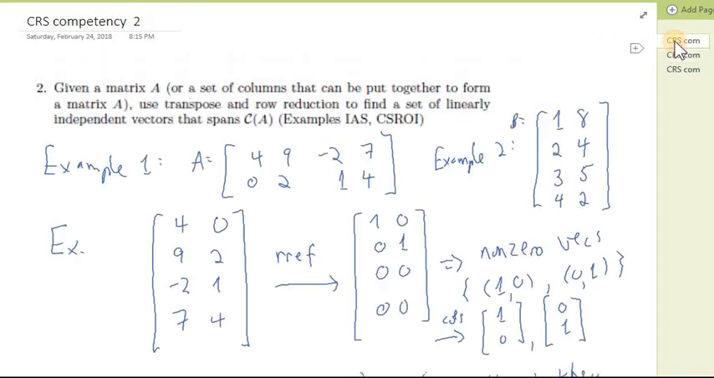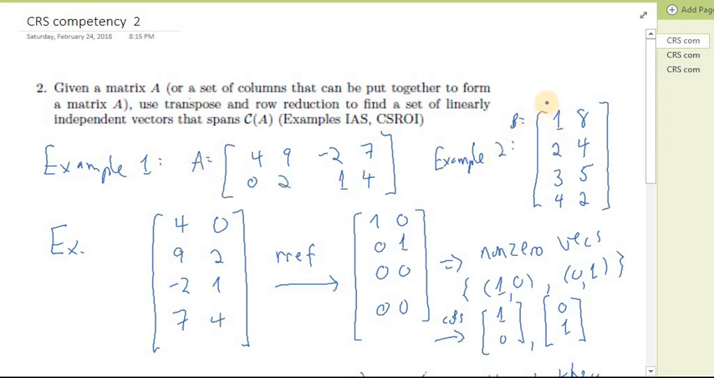Let's look back at the two examples here. In example 1 and example 2, notice the first step was to transpose and then row reduce. Now if I'd wanted to find the linearly independent set of vectors that span the row space of A, I just wouldn't transpose. I take this and row reduce, and then you get a set of row vectors, and then he defines the row space as a set of column vectors, so you would simply take the transpose of those row vectors, and those would be the linearly independent set that spans the row space of A.